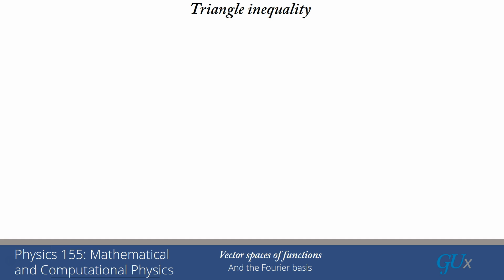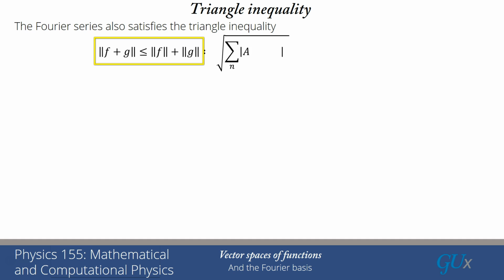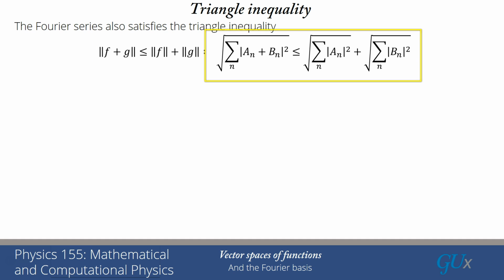So one other thing that the Fourier series satisfies is the triangle inequality, and it's kind of interesting to see what that looks like in terms of the Fourier coefficients. Just to remind you what the triangle inequality says, it says the norm of f plus g is less than or equal to the norm of f plus the norm of g. And if I write that out in terms of the Fourier coefficients, it is the square root of the sum over n of the modulus of a_n plus b_n squared is less than or equal to the square root of the sum over n of the modulus of a_n squared plus the square root of the sum over n of the modulus of b_n squared.